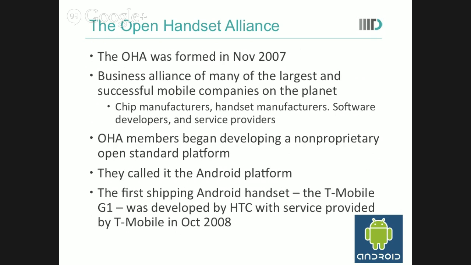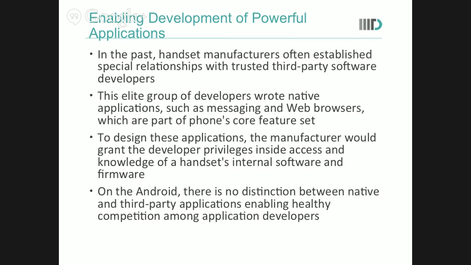The first handset that was shipped was called the T-Mobile G1. T-Mobile was a service provider, G1 was the model name, and it was developed by HTC. It was released in 2008. That's when the first Android phone came out. And then you are seeing a lot of it. So this is the difference between the Android model and the other ones. Android, as compared to the other models, gives you the maximum freedom.